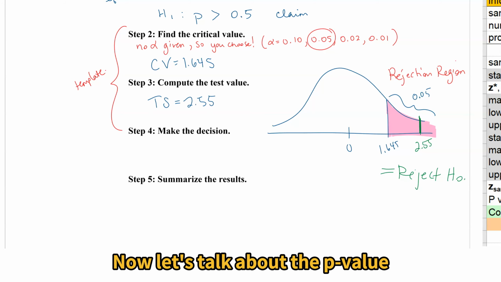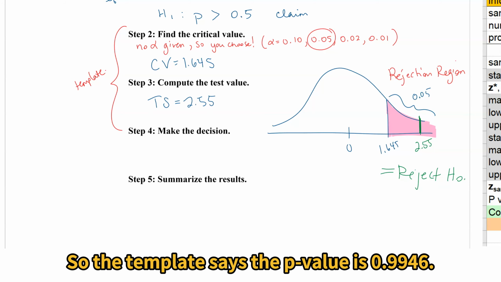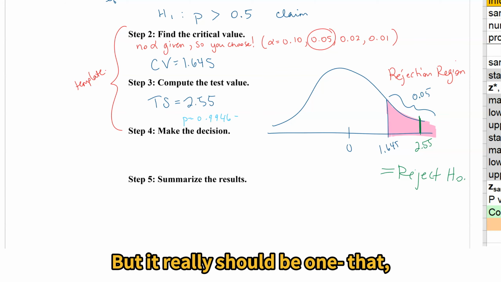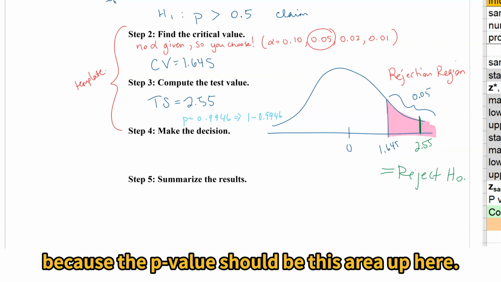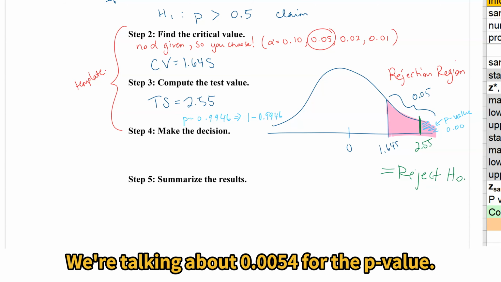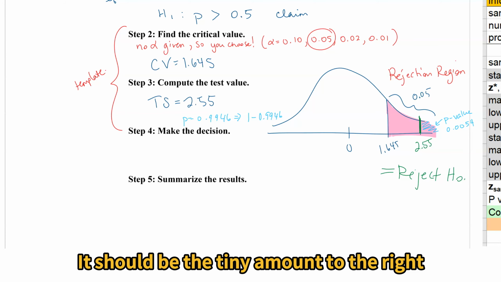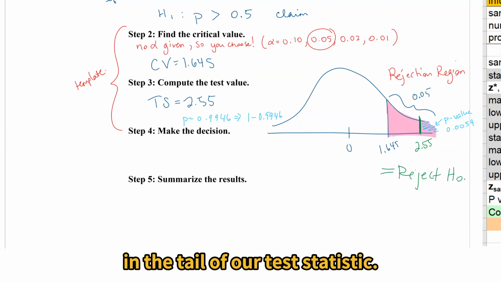Now let's talk about the p-value that they're throwing out at us. So the template says the p-value is 0.9946, but it really should be 1 minus that because the p-value should be this area up here. So we're talking about 0.0054 for the p-value. It should be the tiny amount to the right in the tail of our test statistic.